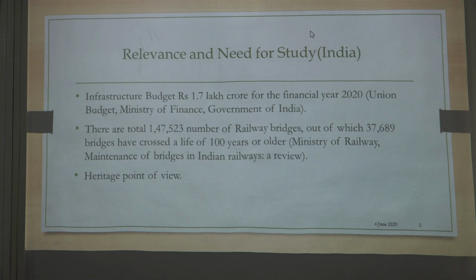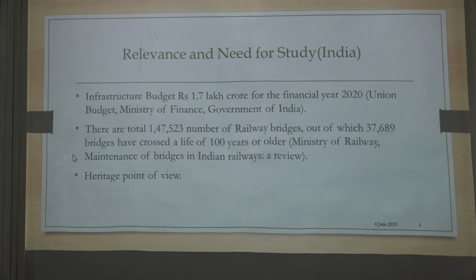Another important point is the heritage point of view. The importance of these particular bridges as far as heritage is concerned is very high. If you replace that particular bridge at this point of time, you are going to lose the heritage value of that bridge, which is not good as far as the heritage of our country is concerned. In short, we are spending a lot of money on infrastructure development, and it is now the need of the time to focus on cross verification of whether the infrastructure that has been built by our engineers is intact or not.